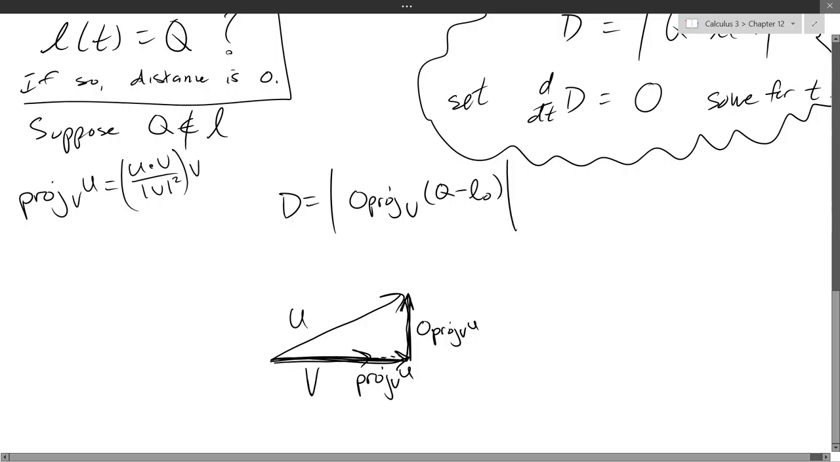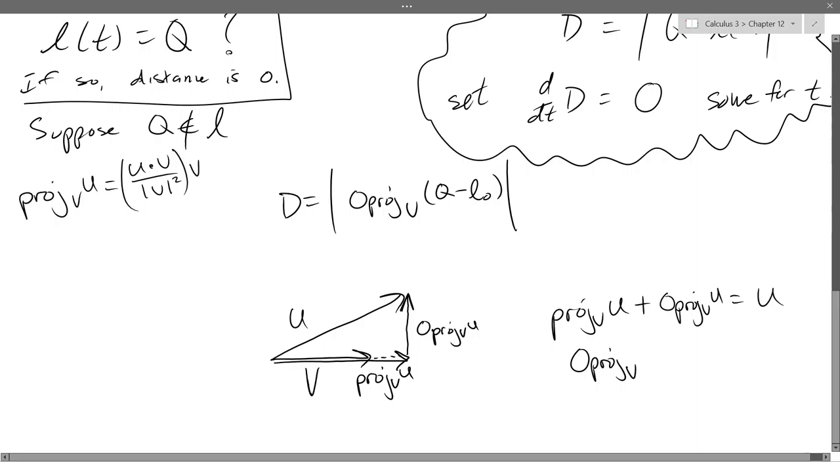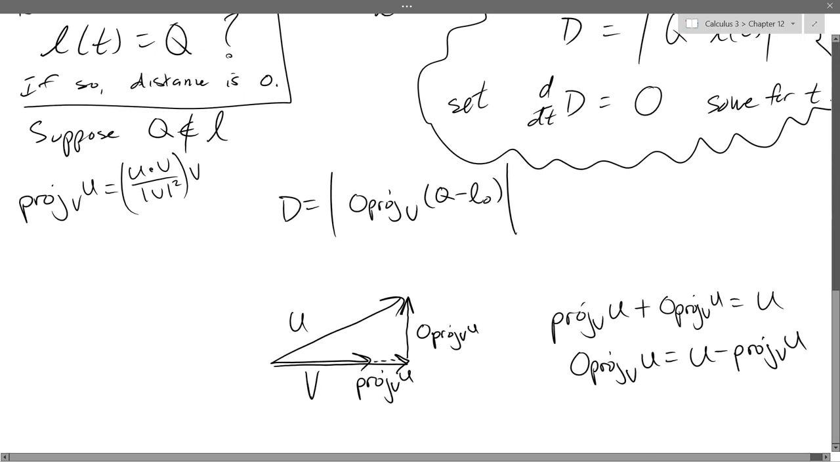What if I go to the right? And then up, that's the same as U. So I'll go to the right on the projection, and then up the orthogonal projection, and that should give me U. So if I add those two together, that's just head to tail, and I will get U. So we get projection plus orthogonal projection equals U. So I'll solve for the orthogonal projection as U minus the regular projection U onto V. So that's our orthogonal projection.